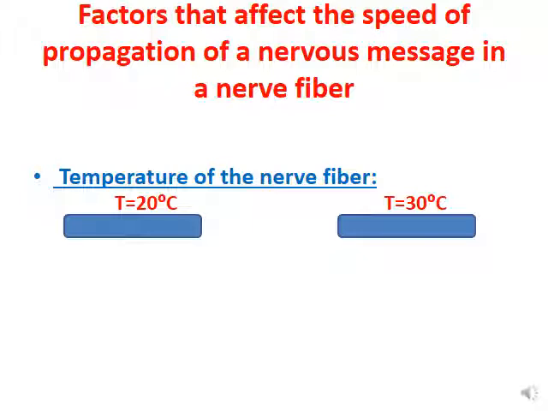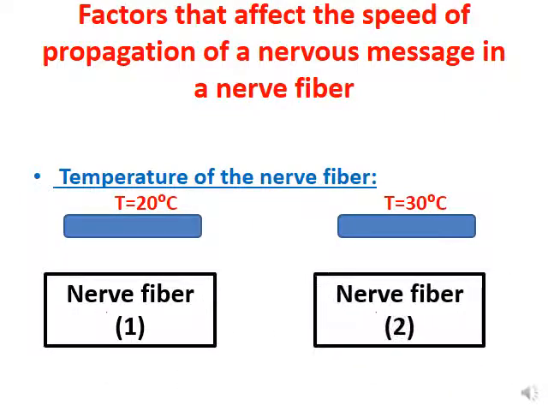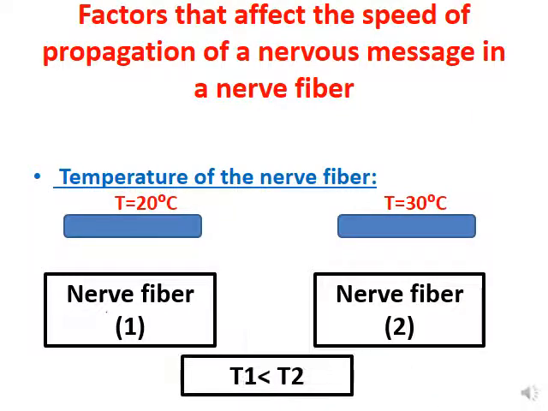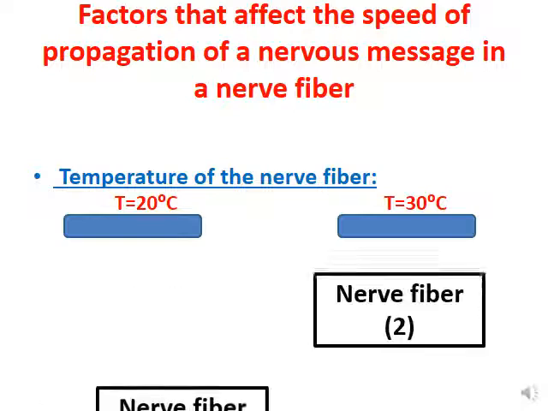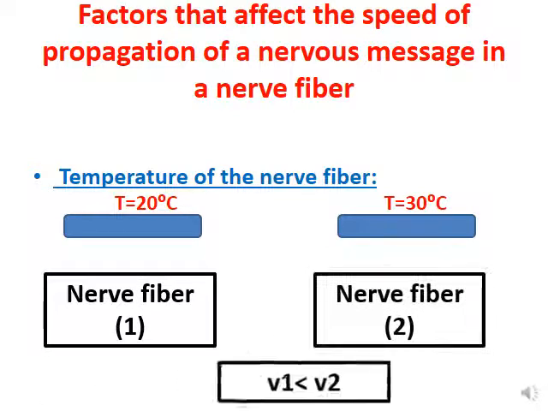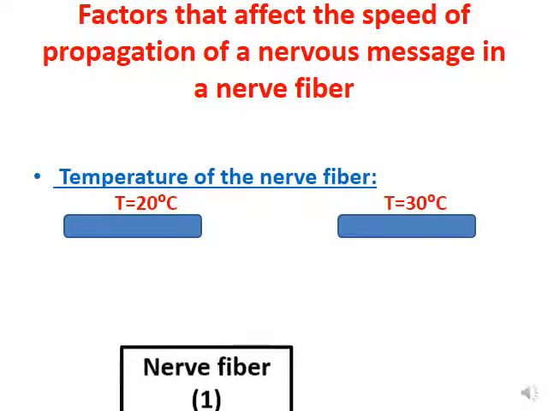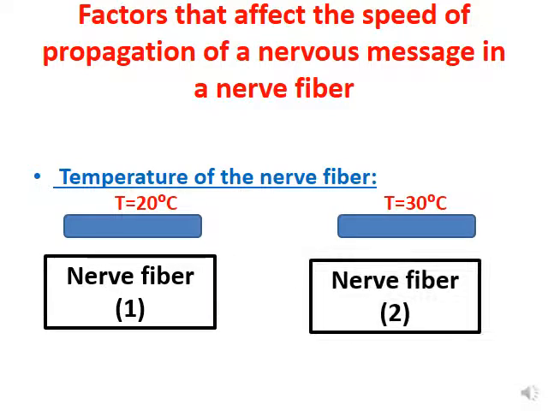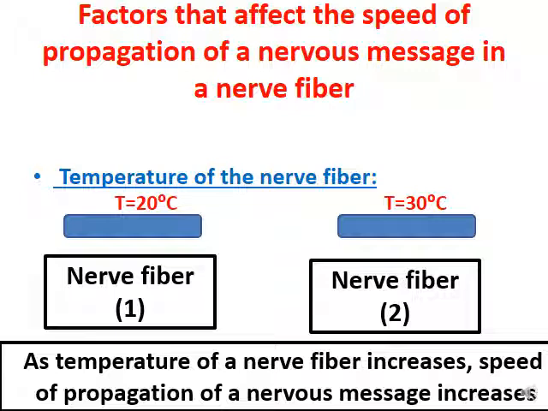Factors that affect the speed of propagation of the message in a nerve fiber: we said we have the diameter, the myelination, and temperature. In nerve fiber 1 the temperature T1 is 20 degrees Celsius, and in nerve fiber 2 it's T2 equal to 30 degrees Celsius. So T1 is less than T2, so V1 will be less than V2. We can conclude that as the temperature of the nerve fiber increases, the speed of propagation of the nervous message increases as well.